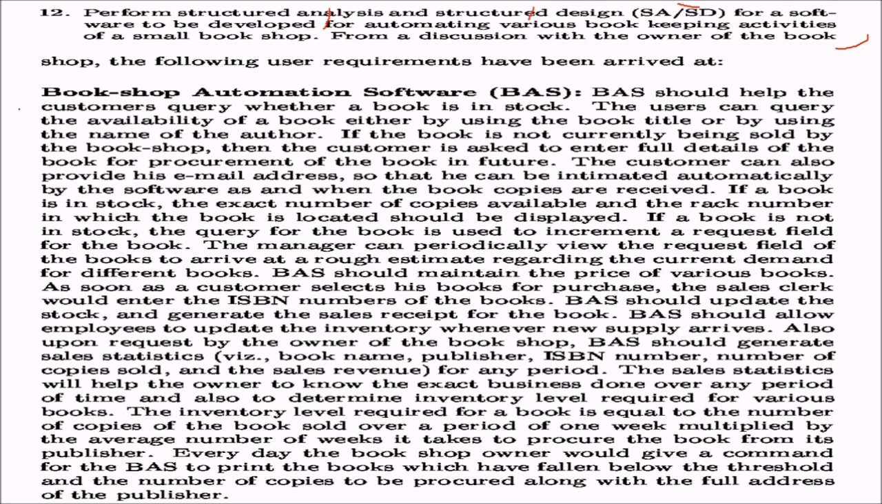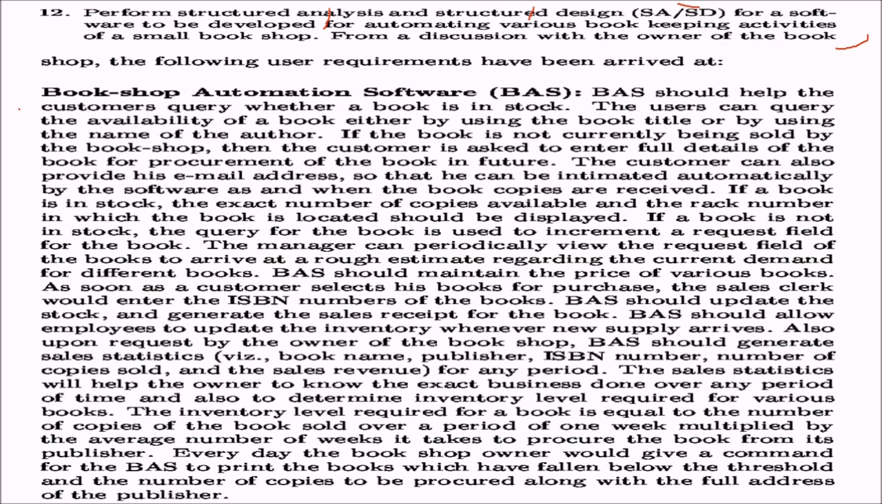As soon as the customer selects his book for the purchase, the sales clerk would enter the ISBN number of the books, and BAS should update the stock and generate the sales receipt of the book. BAS should allow employees to update the inventory when a new supply arrives. Also, upon request by the owner of the bookshop, BAS should generate sales statistics like book name, publisher, ISBN number, number of copies sold, and the sales revenue for any period. The sales statistics will help the owner to know the exact business done over any period of time, and also to determine the inventory level required for various books.